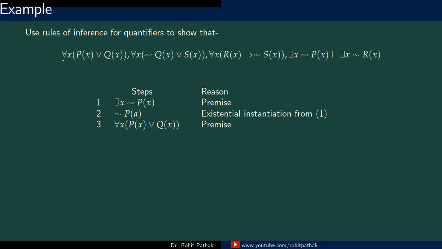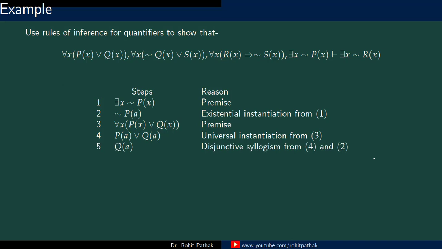Then we take the next premise, which is this: for all x, px or qx, again using universal instantiation. This premise says that for all x, px or qx is true. Therefore this is true for a particular a because it is true for all elements in the domain, so it is true for this a also. Then using disjunctive syllogism from 4 and 2.